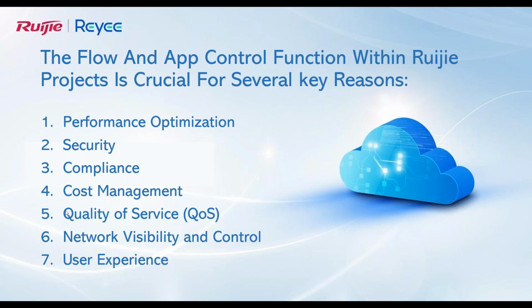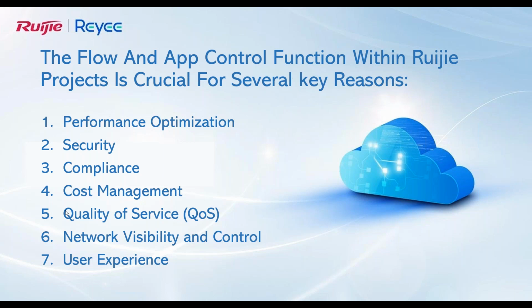Five, quality of services. The implementation of quality of services policies is necessary to guarantee that critical applications have the necessary bandwidth, reducing latency and improving reliability for real-time applications. Six, network visibility and control. This offers insights into network operations, enabling informed decision making regarding network management, security policies, and capacity planning.